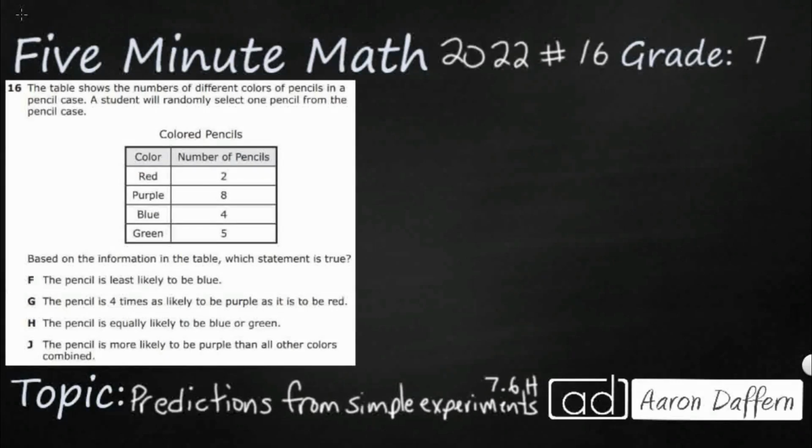Today we are looking at the 7th grade concept of predictions from simple experiments. This is standard 7.6H in the great state of Texas, and we are using item number 16 off the 2022 released STAAR test. If you have not done so already, please take a moment to pause the video, work this problem out on your own, unpause it, and we will look at our answers together.